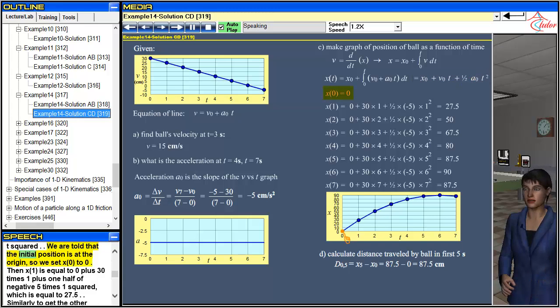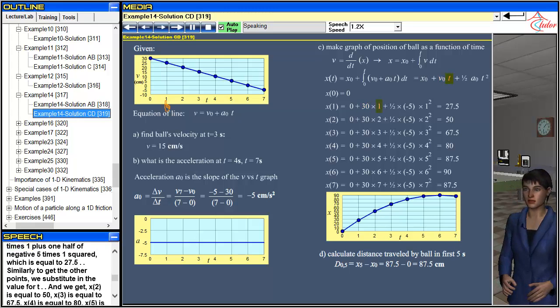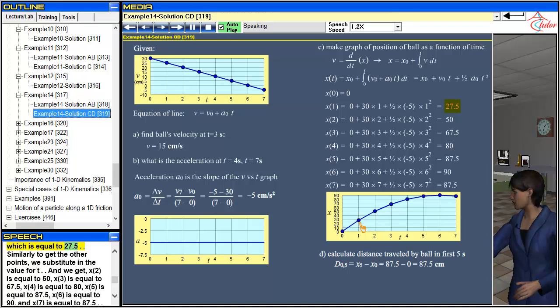We are told that the initial position is at the origin, so we set x at time 0 to 0. Then x at time 1 is equal to 0 plus 30 times 1 plus 1/2 of negative 5 times 1 squared, which is equal to 27.5.